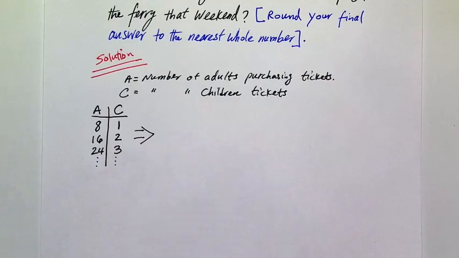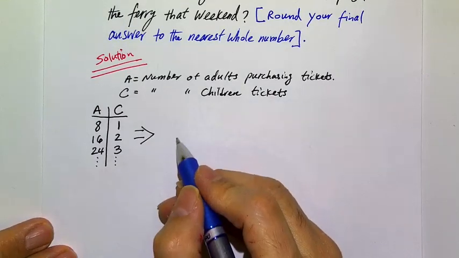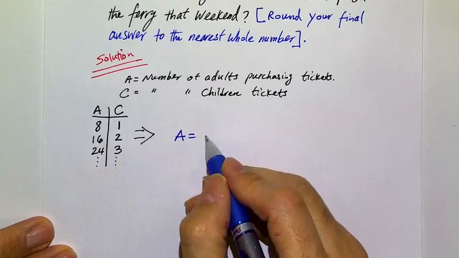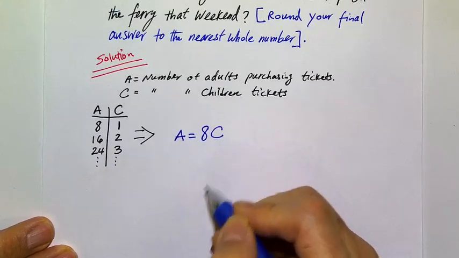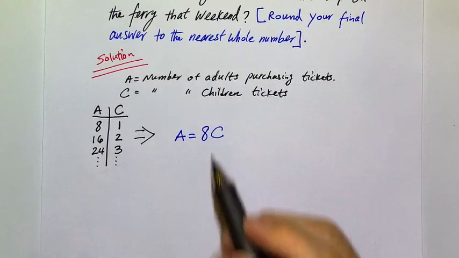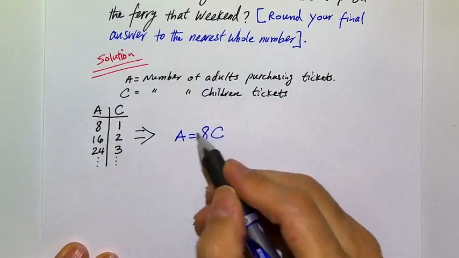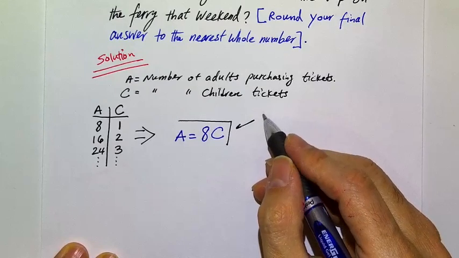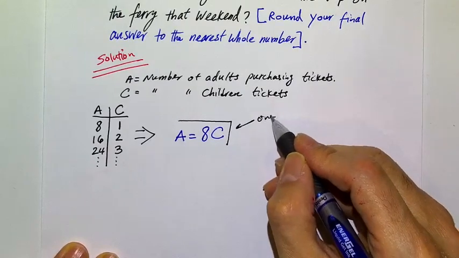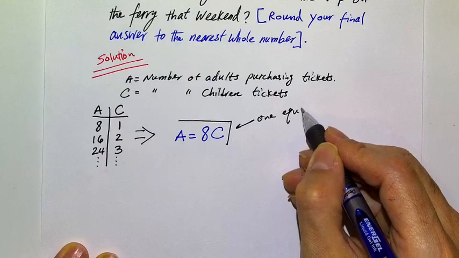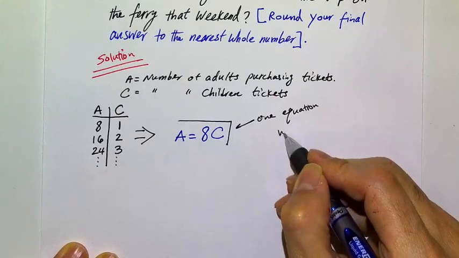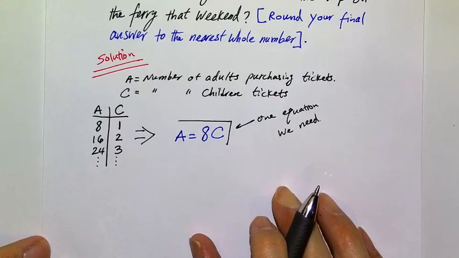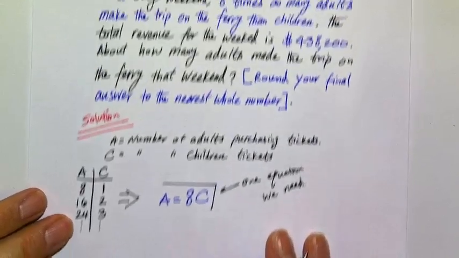So I'm assuming you've done that, and so we can then say that A, given this information, is 8 times C, right? We can generalize this into this equation. And let me box this and say this is one of the 2 equations we need. Okay. Where is the second equation coming from?